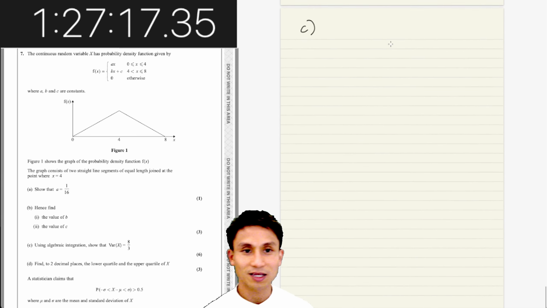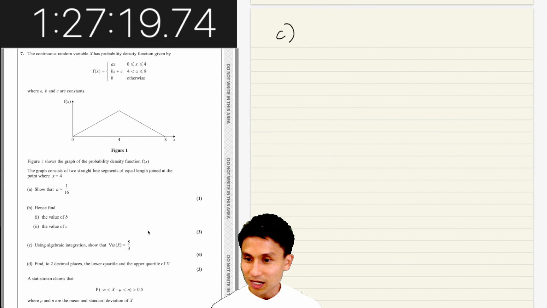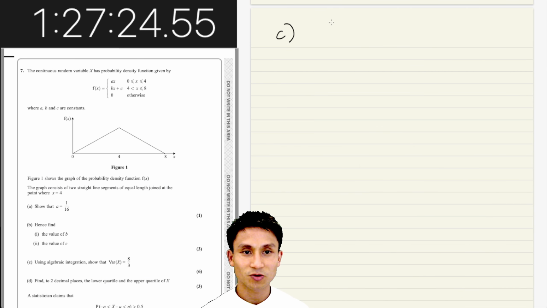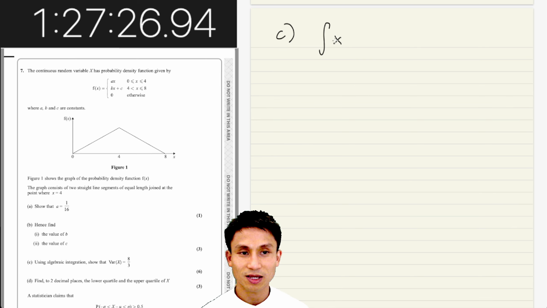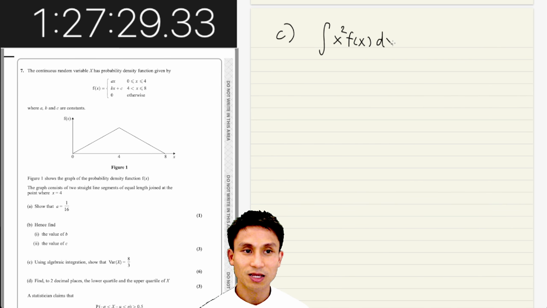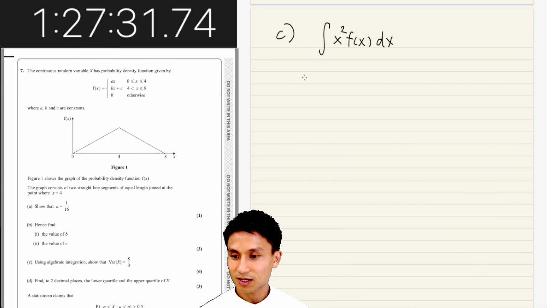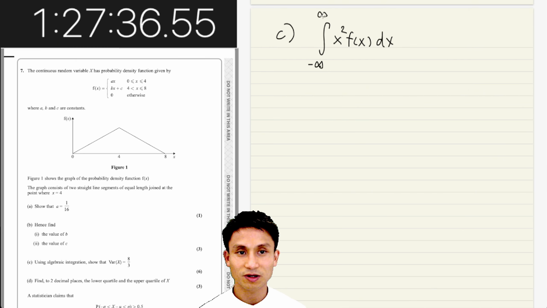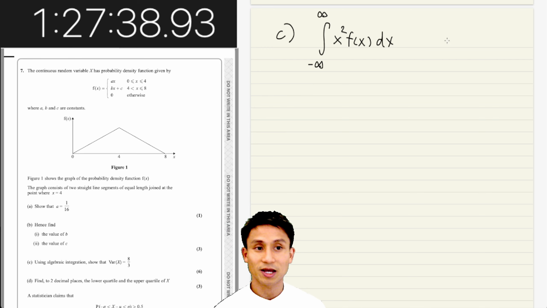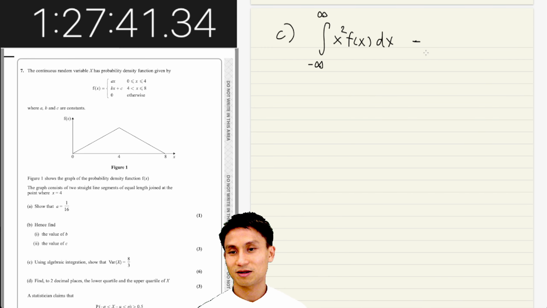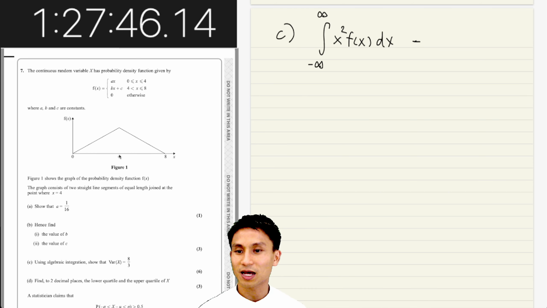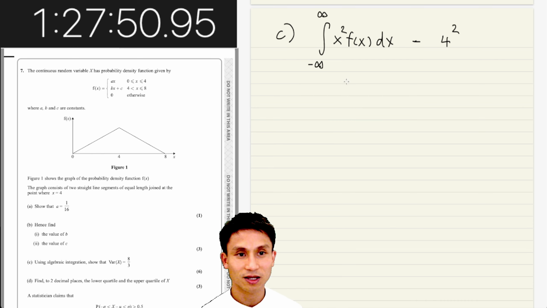Okay, so part C. Using algebraic integration to show that Var(X) is 8 over 3. So we're going to do integration: the integral of x squared f(x) dx, from minus infinity to infinity. This is E(X squared), and we have to minus the mean squared. The mean is clearly 4, because it's symmetrical, so I'm just going to take 4 squared there already. I've got to be quick.